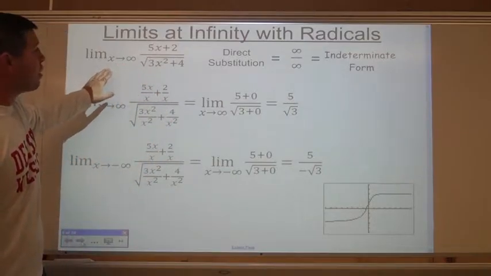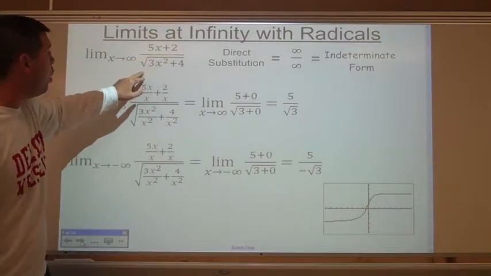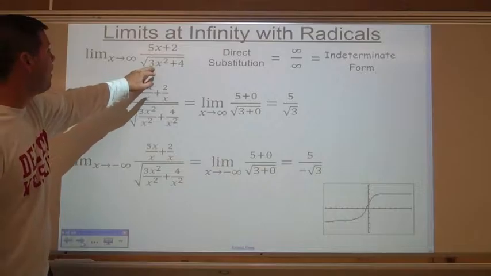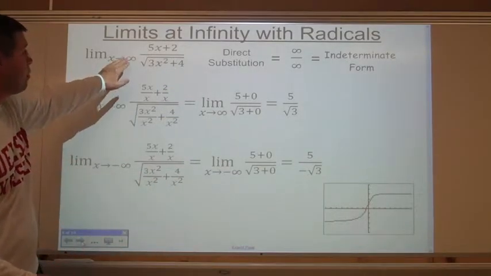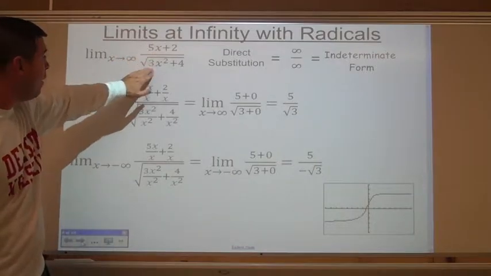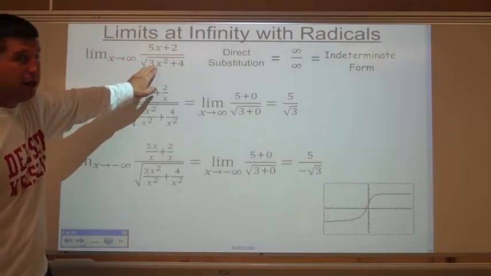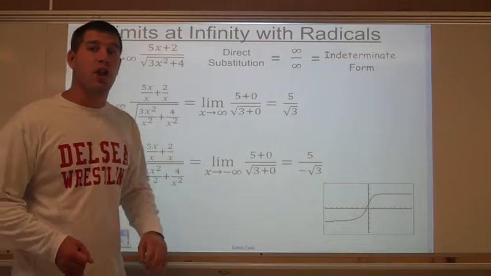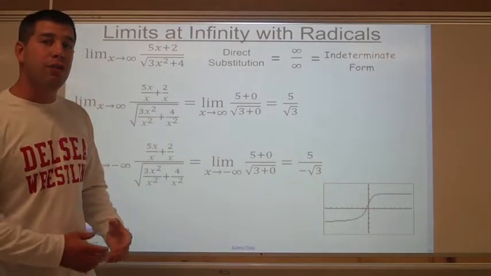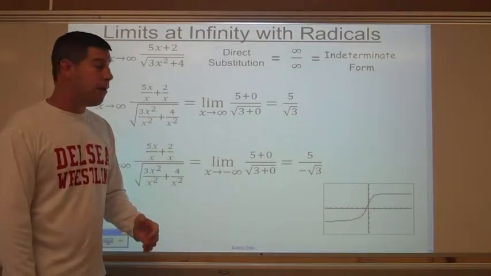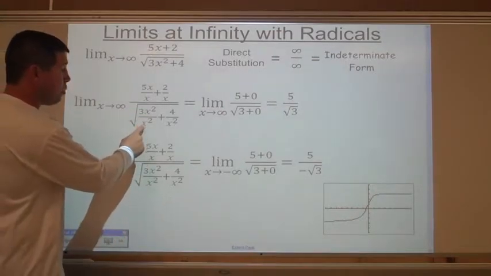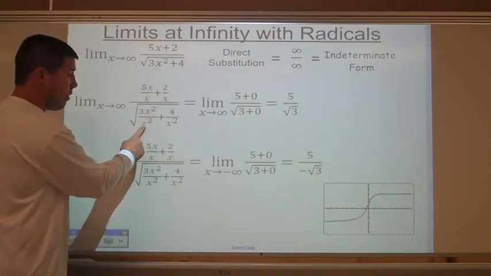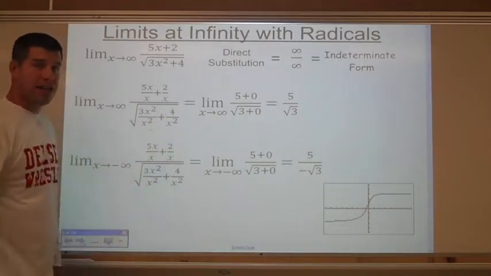You have the limit as x goes to infinity of 5x plus 2 over the square root of 3x squared plus 4. So you send direct substitution, you send infinity in there, you get infinity, square root of infinity, still infinity. So you get infinity over infinity, your indeterminate form. So now you're going to divide through by the highest power of x in the denominator. But in your denominator, under the radical, you have an x squared. So you divide under the radical 3x squared over x squared and 4 over x squared.